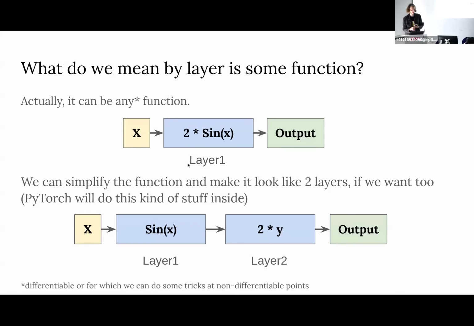Maybe you want to define a layer as 2 multiplied by sine x, like here. Or maybe you want to split this into 2 layers: one layer takes the sine, another layer multiplies by 2. It's up to you. And PyTorch inside does something like this. It splits into simple operations that it knows how to handle well.